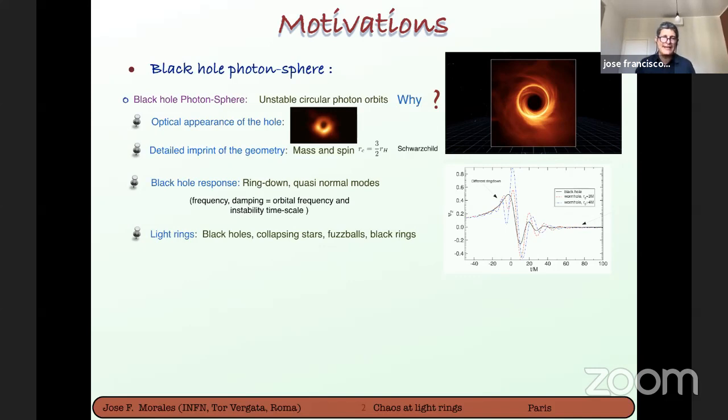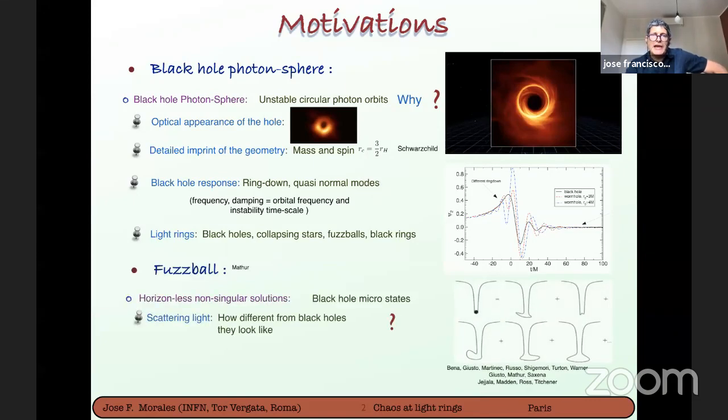Another point I want to stress is that light rings are a property not just of singular solutions like black holes, but also of regular solutions. Some fuzzballs can be surrounded by a light ring, as we will see, and even stars, because this radius, 3/2 the radius of the horizon, is slightly bigger than the Buchdahl bound for the existence of a stable star. Therefore, in principle, a very massive, almost collapsing star can be surrounded by the light ring.